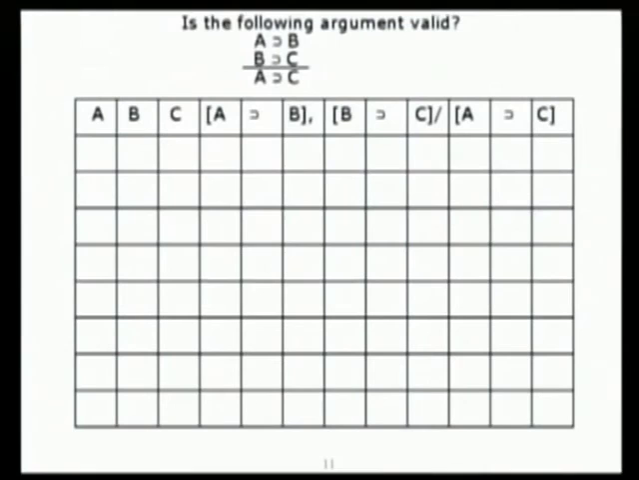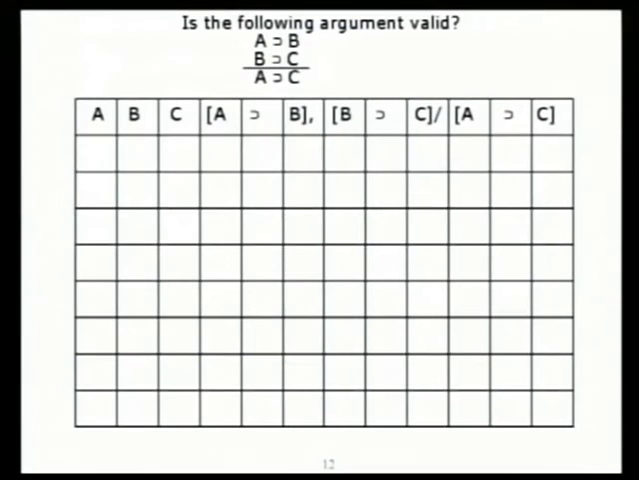Let's start with asking Nathan, is the argument valid or not? Yes, it is. How do you know? Because based on the definition of valid, you only care about the line in which A, B, and C are true. Okay, true. I see. So you did that one line.